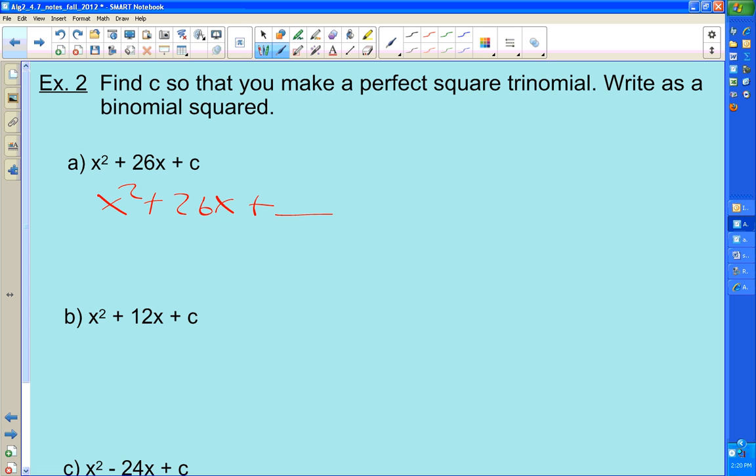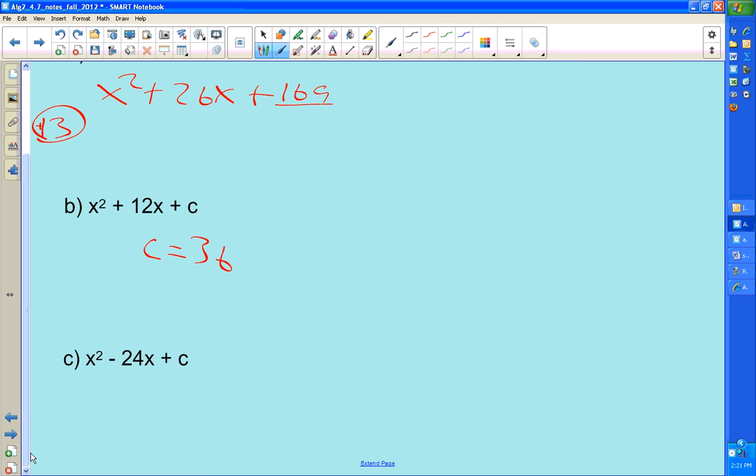Half of 26 is 13. When you square it, 169. So C is 169. That's a homework question. What goes in the blank here? What would C equal? 36. Easy, right? What about this one? C would equal?